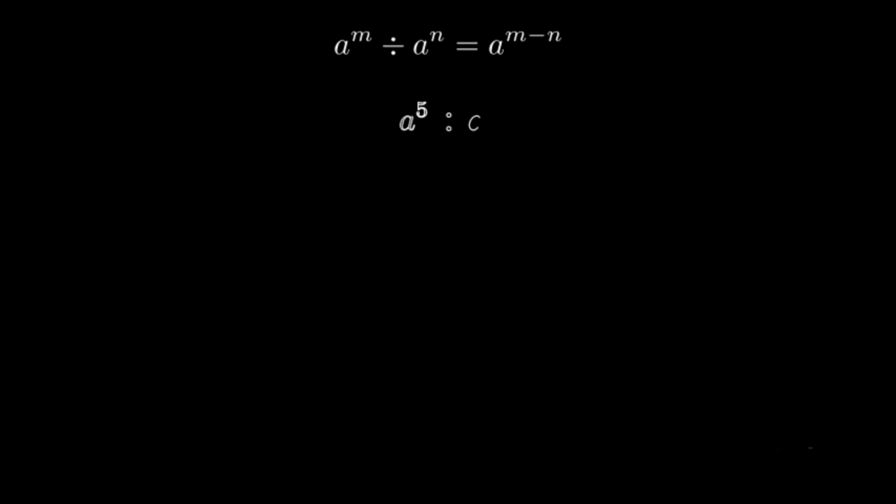To understand why a to the power of 0 equals 1, let's examine what happens when we divide a power by itself. Here we have a to the power of 5 divided by a to the power of 5. Intuitively, we know that dividing any non-zero number by itself gives us 1, so this expression must equal 1. But let's apply our division property. According to our formula, we subtract the exponents, 5 minus 5, which gives us 0. So a to the power of 5 divided by a to the power of 5 equals a to the power of 0.